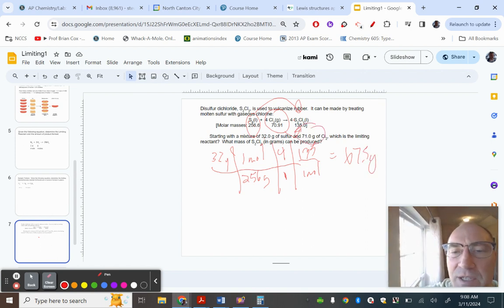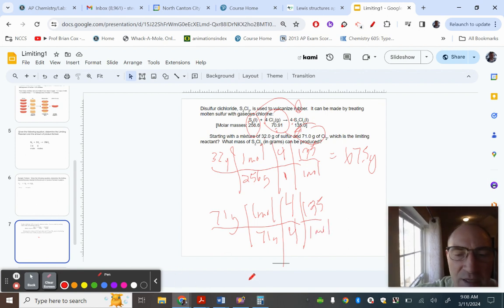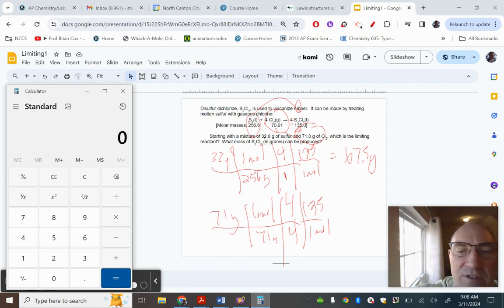All right, we'll do the same for this one here too. So we have 71 grams, and look, it's 71 grams right there and 1 mole. And then this time it's 4 to 4. Do you see the ratio? And then again, 135 and 1 mole. Okay, so this time we're going to do our answer. So it would be 71 times 4 times 135 equals, divided by 71 divided by 4 equals 135.